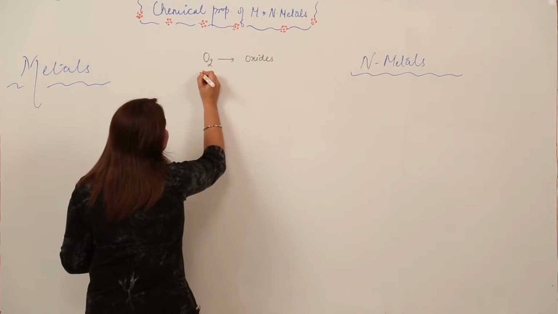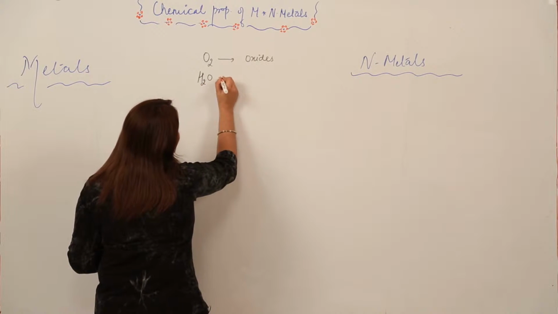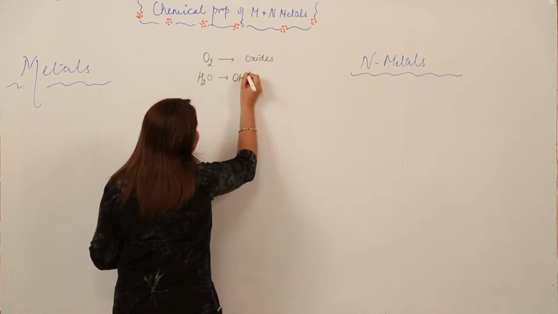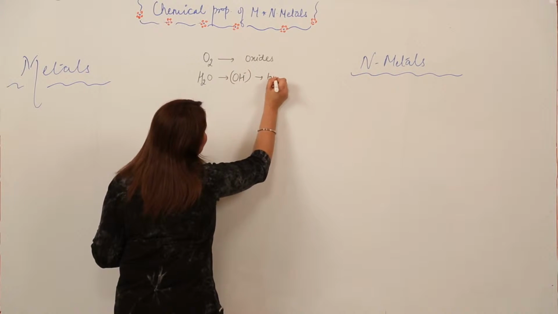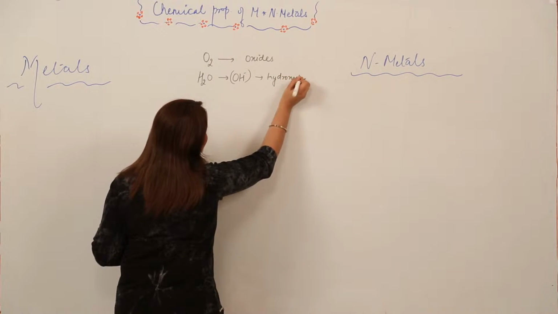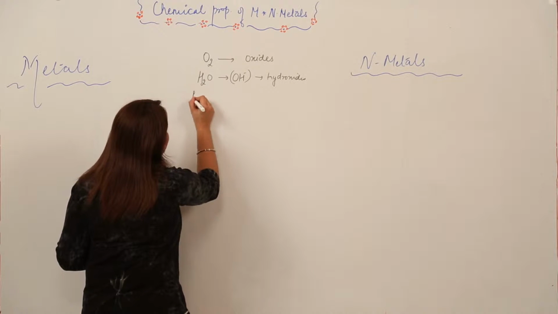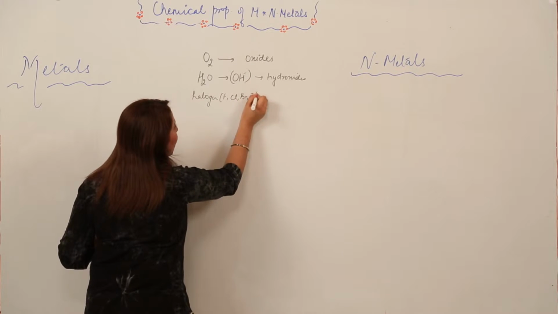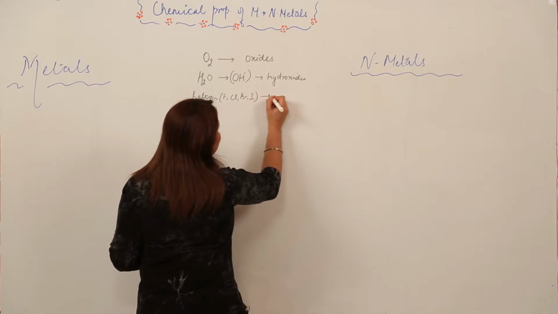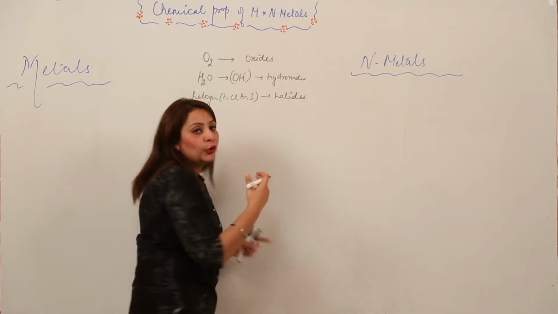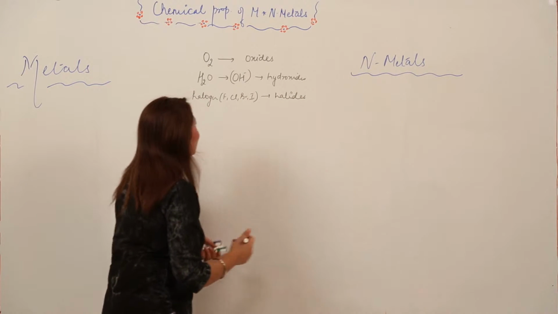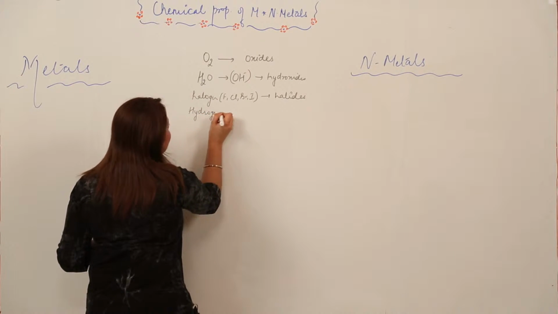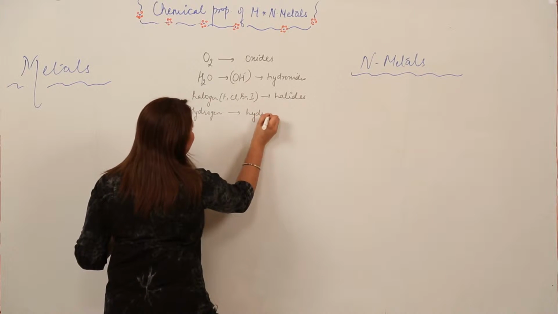And when we react some substance with water, you know the crisscross combination that occurs with the hydroxide ion, and it leads to the formation of the respective hydroxides. Similarly, if some substance reacts with a halogen, meaning fluorine, chlorine, bromine or iodine, it leads to the formation of the respective halides, meaning fluoride, chloride, bromide, iodide. And if some substance reacts with hydrogen, it leads to the formation of hydrides.